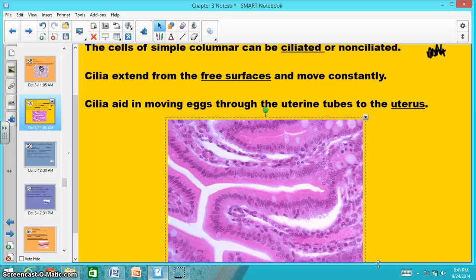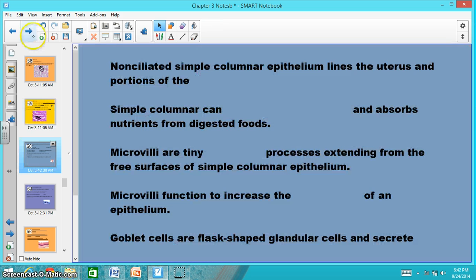So if we look at the simple columnar, that's these cells that are located right there. Okay, you can kind of see it's much longer than the other cells that we've looked at. So there's your free surface, there's your basement membrane, there's your connective tissue, and this right there would be your simple columnar. Now when you're looking at them underneath the microscope, you probably won't be able to see the cilia. Our microscopes aren't that good of quality in order to look at that.